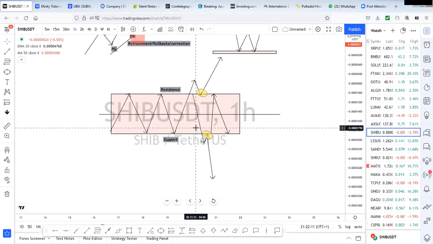But in a ranging market, it will be moving sideways. It's moving in a horizontal form. You will not be seeing higher highs and higher lows again, or lower highs or lower lows again. So that's just the difference between the two markets.